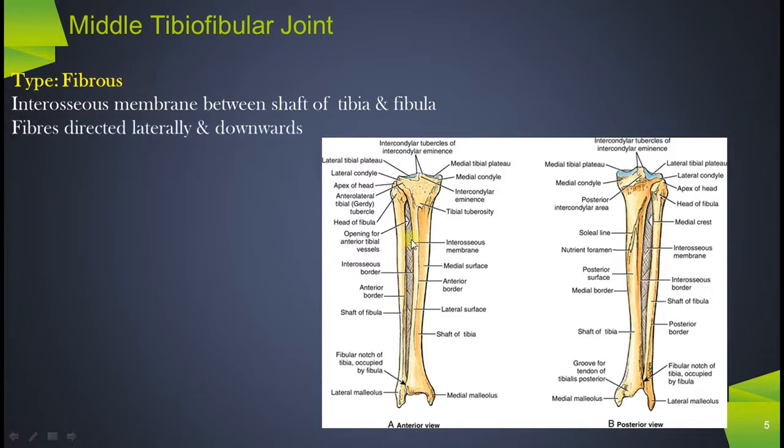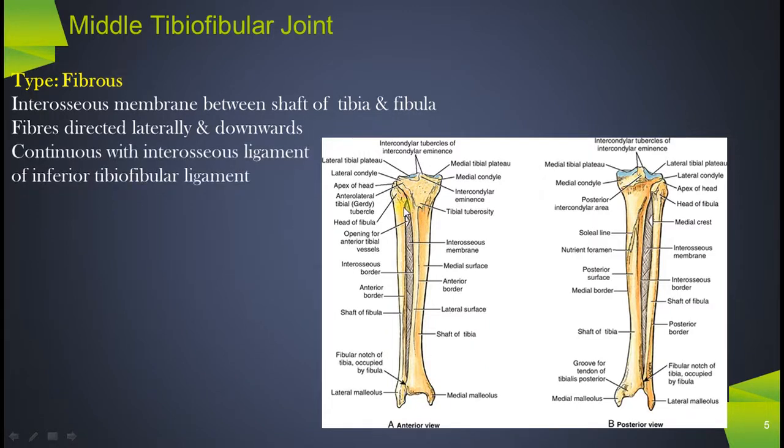The fibers of the interosseous membrane are directed downwards and laterally, except in the upper part, where the fibers are directed upwards. If you look below, the interosseous membrane will be continuous with the interosseous ligament of the inferior tibiofibular joint.